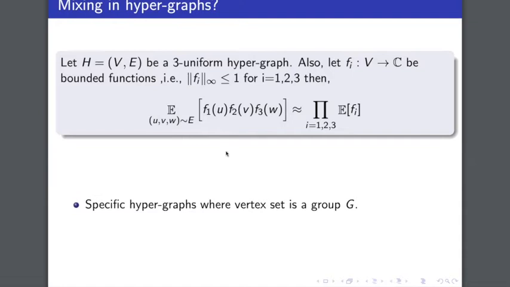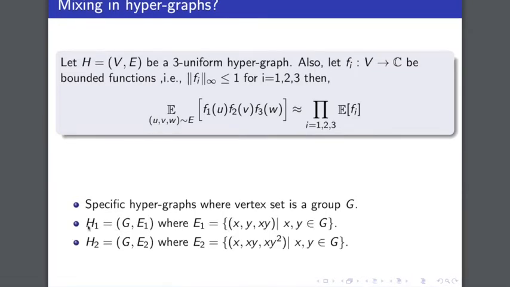Okay, and we consider studying this mixing phenomenon over specific hypergraphs where the vertex set is going to be a group G. What kind of hypergraphs are we talking about over here? There will be two of them, H1 and H2, where H1 will be a hypergraph on the vertex set group G, and the edge set will be E1. E1 is defined as the set of all non-trivial triples like this: x, y, x times y, where both x, y belong to G. Non-trivial meaning we ignore all the triples where either x or y is identity. Okay, so H1 is defined that way.